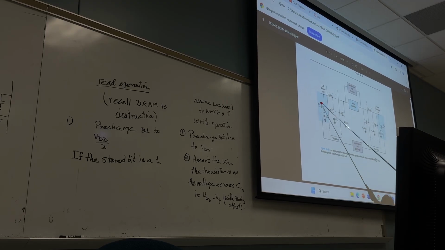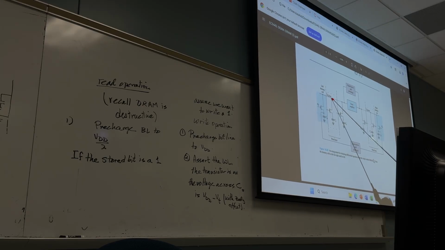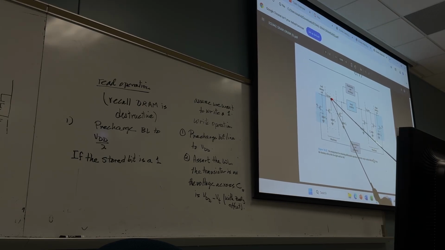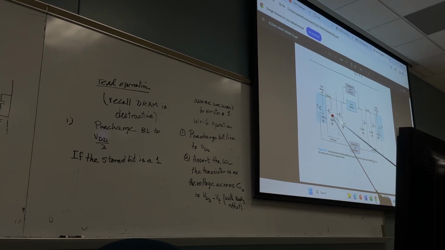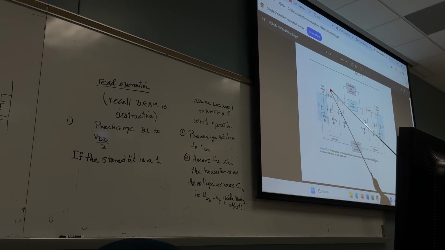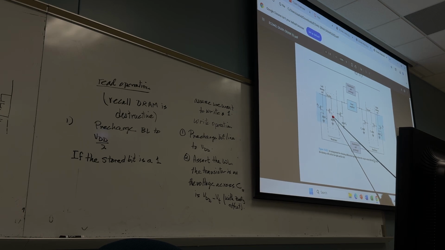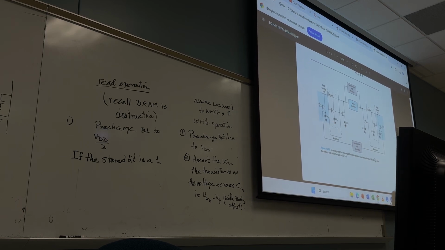This side, this one, what was it? VDD over 2. And I'm going to select this one. That's the word line. Yes? What happened? This one will go to ground, or it will go up, depending on what is being stored in here. Did you get it or not?